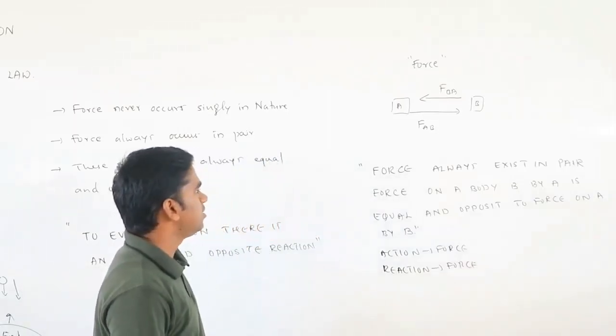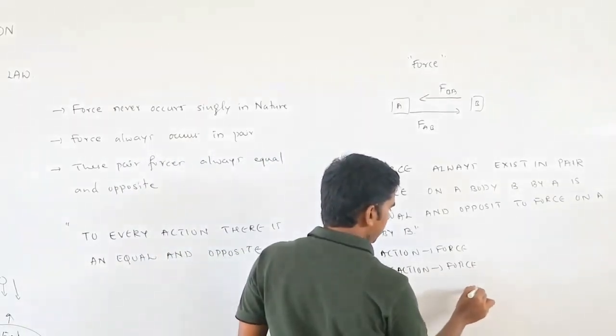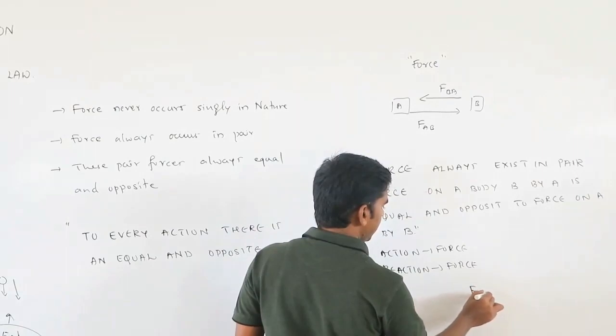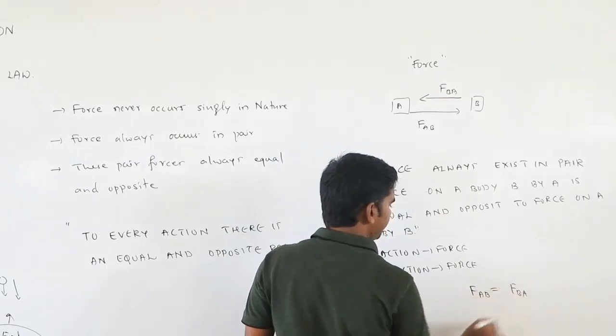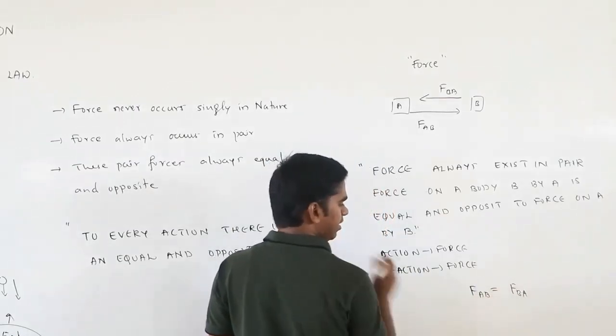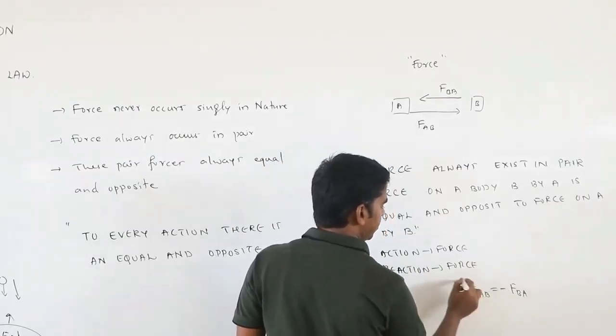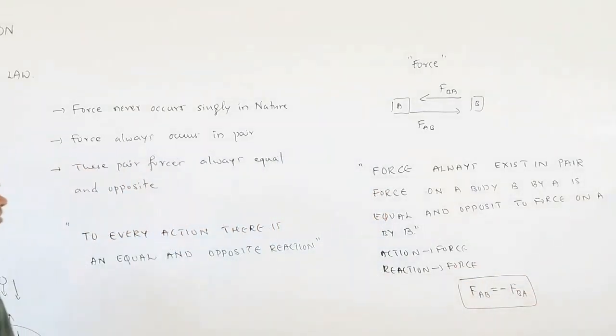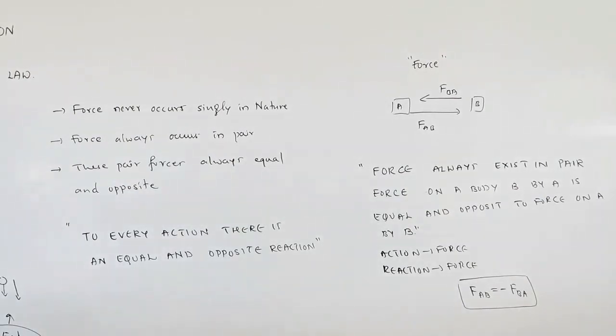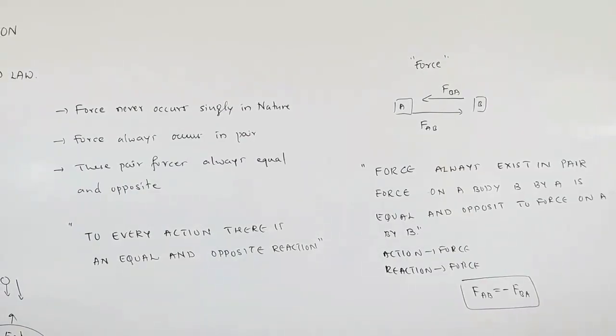That is why we can write the force by A on B is equal to the force by B on A, but opposite means you have to take the negative. This is the third law. So force always exists in pair. Force on a body B by A is equal and opposite to force on A by B. Or simply you can say, to every action there is an equal and opposite reaction.